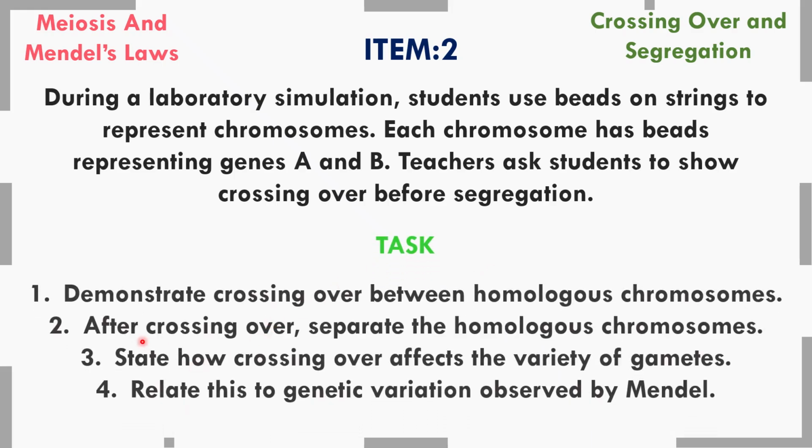Task. Demonstrate crossing over between homologous chromosomes. After crossing over, separate the homologous chromosomes. State how crossing over affects the variety of gametes. Relate this to genetic variation observed by Mendel.